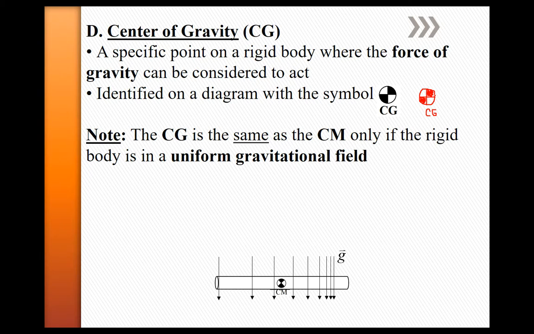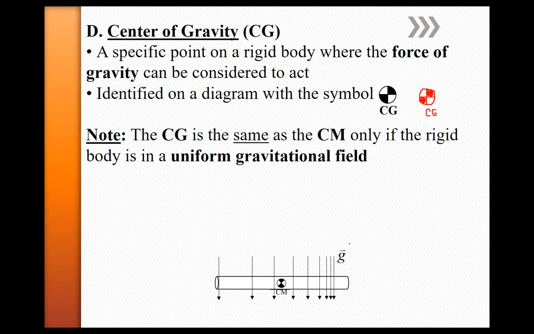So I've drawn some gravitational field lines for a rigid body that's in a non-uniform gravitational field. Just a quick recall in regards to field lines: if the field lines are more spaced out, it means the field is weaker there. If they're closer together, it means the field is stronger. So what this diagram is trying to show is that on the left-hand side, the gravitational field is weaker. On the right-hand side, the gravitational field is stronger.